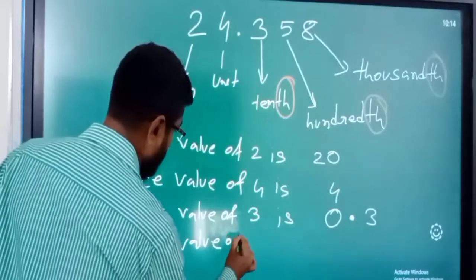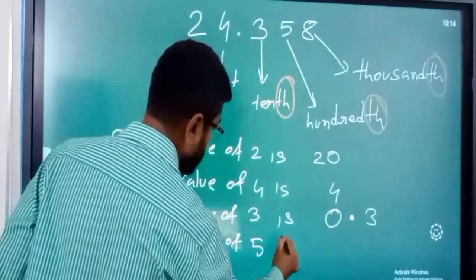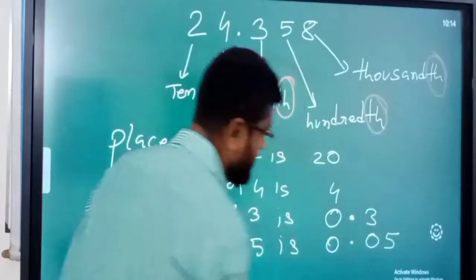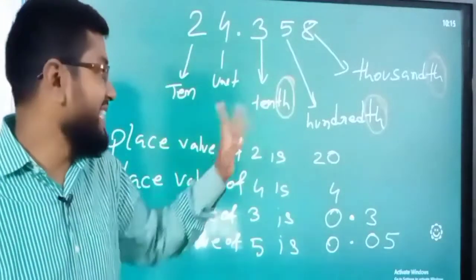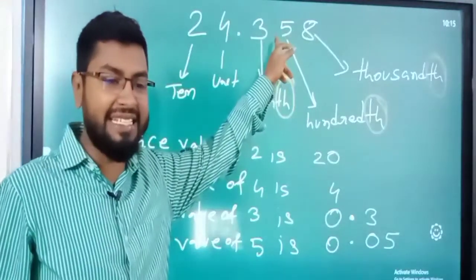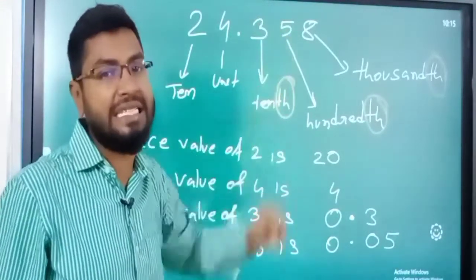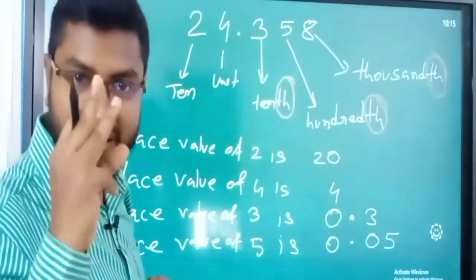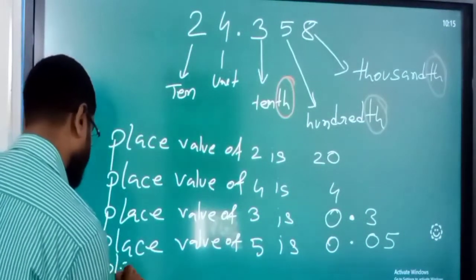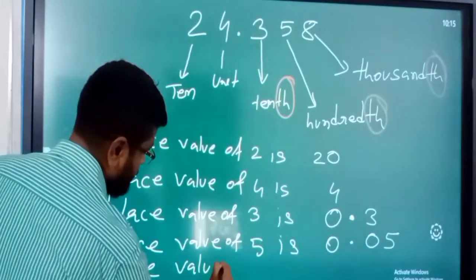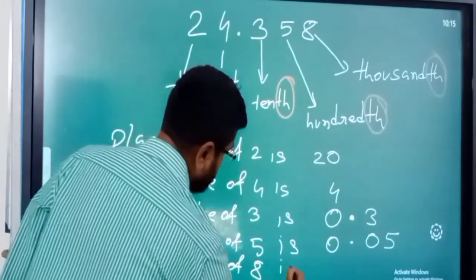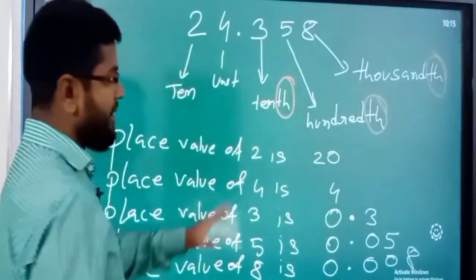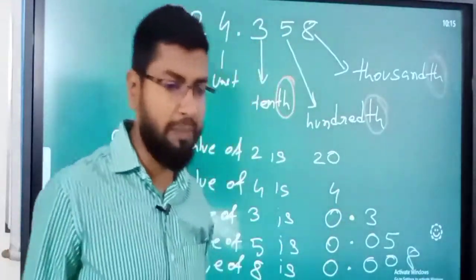Then place value of 5 is what? 0.05. Why 0.05? We know earlier the second digit after decimal, that means it is in the 100th column. So after decimal 2 digits. Then place value of 8 is what? 0.008.